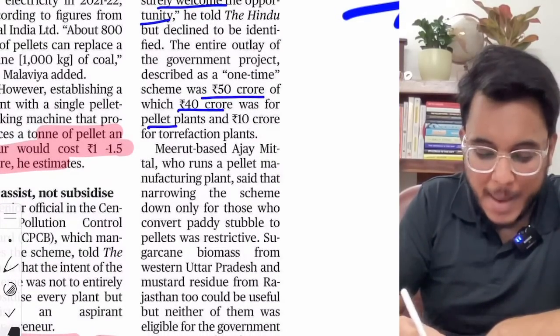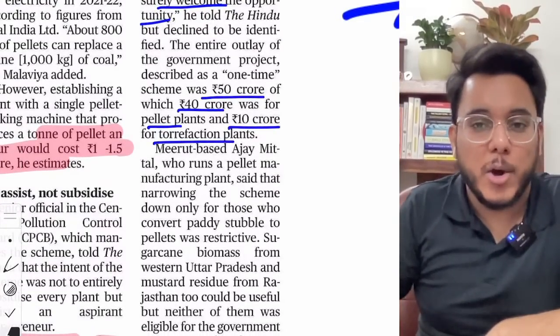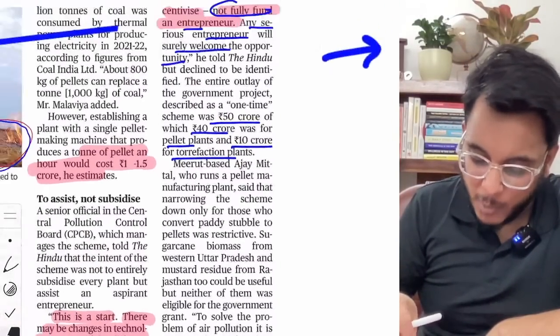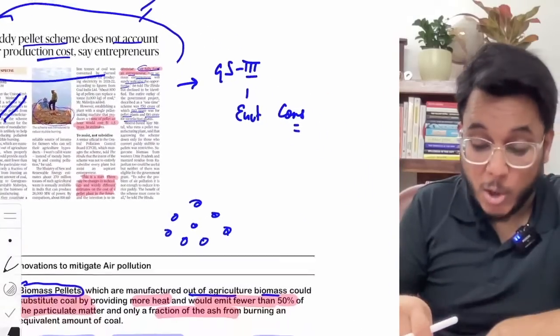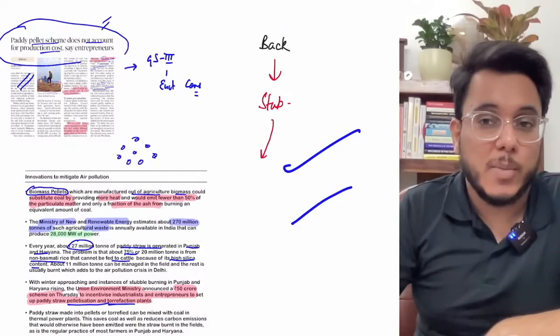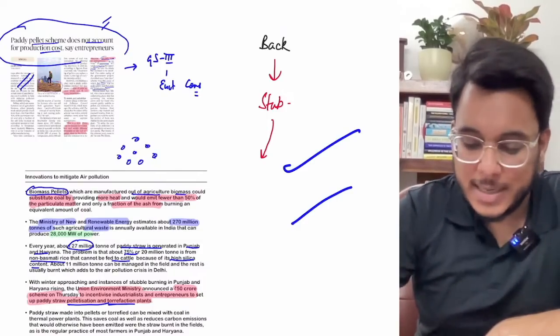40 crore rupees are for the pellet plants and 10 crore rupees are for the torrefaction plants. I told you the torrefaction process. The entrepreneurs say that more funding outlay should have been there. So, guys, this is all about this article, and now we'll move to the next article.